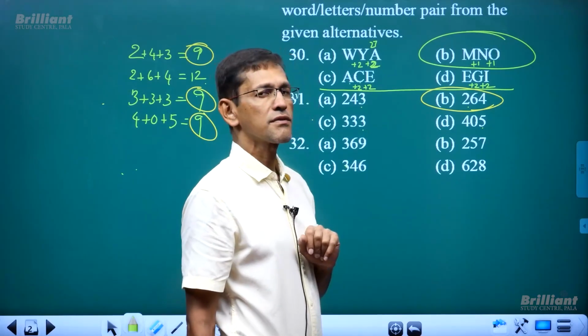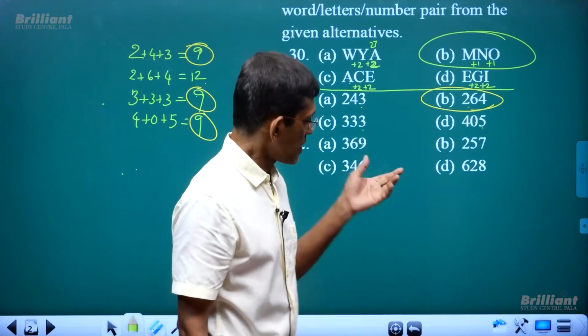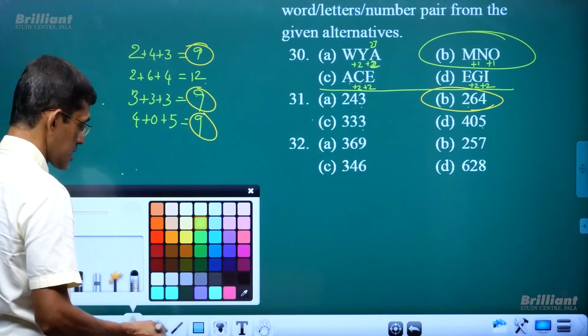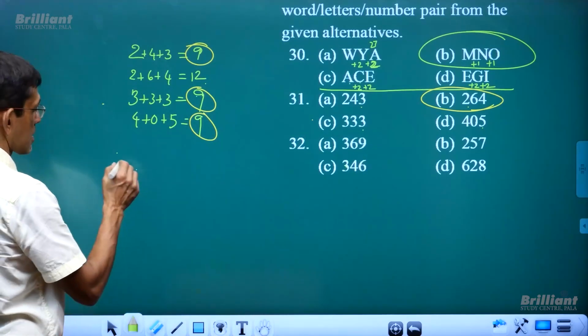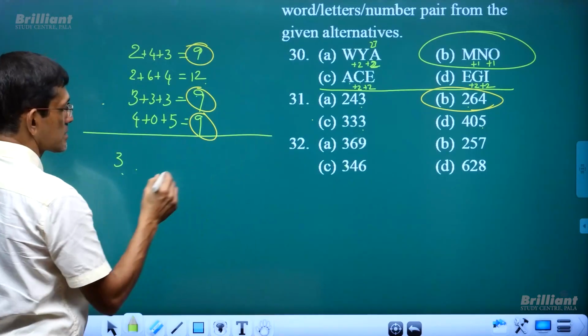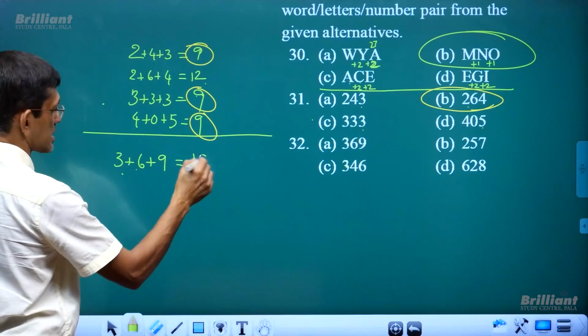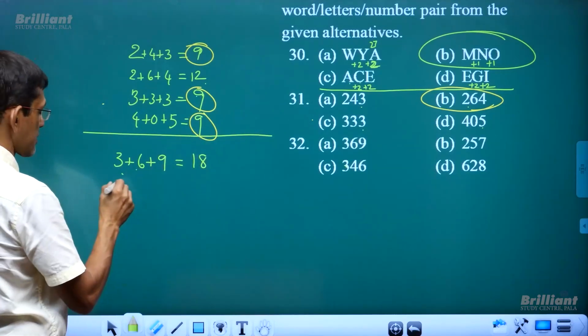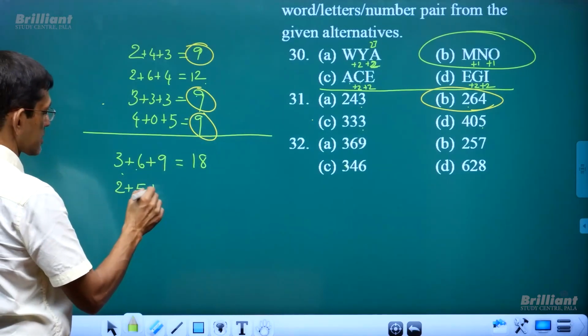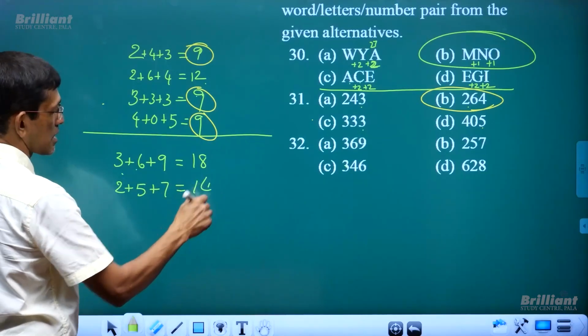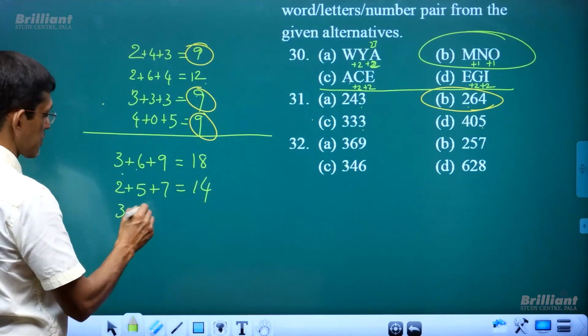It's 257. Anyway, we'll take the sum of the digits. 3, 6, 9. So that's 18. And 257, 2 plus 5 plus 7. So that's 14. 346, 3 plus 4 plus 6.